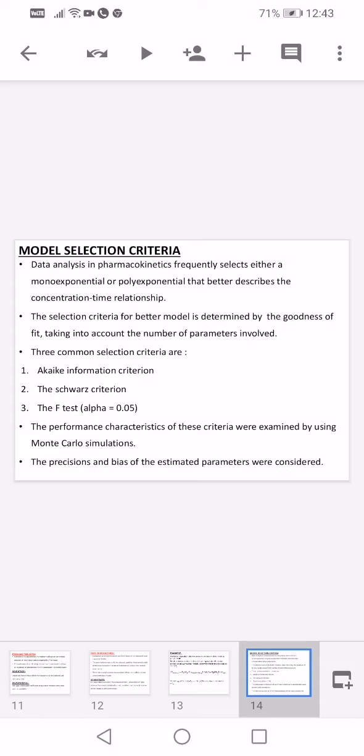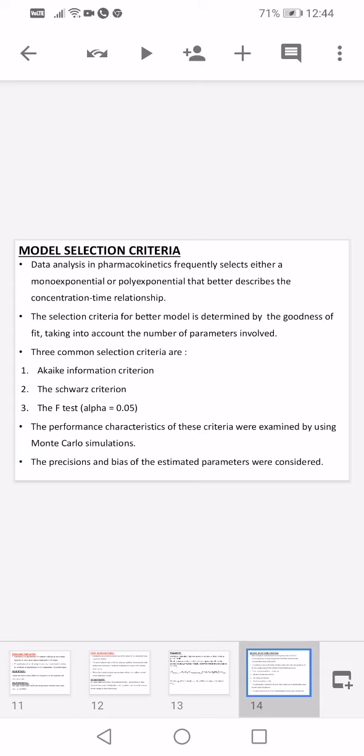So, model selection criteria. How are you going to select a particular model to perform this? Data analysis in pharmacokinetics frequently selects either a mono exponential or poly exponential that better describes the concentration time relationship. The selection criteria for a better model is determined by the goodness of fit, taking into account the number of parameters involved. So here we are going to take a correct exponential term, that is, a relationship between time and plasma drug concentration. We are going to fit a particular algorithm. So three common selection criteria are there: one is the Akaike information criterion, the Schwartz criterion, and the F-test.